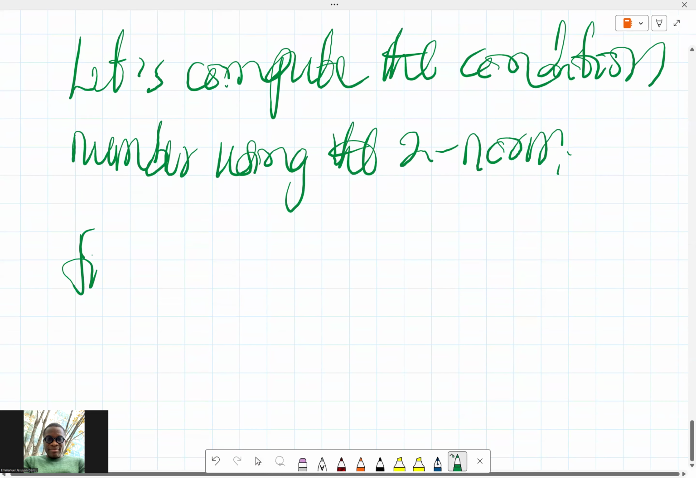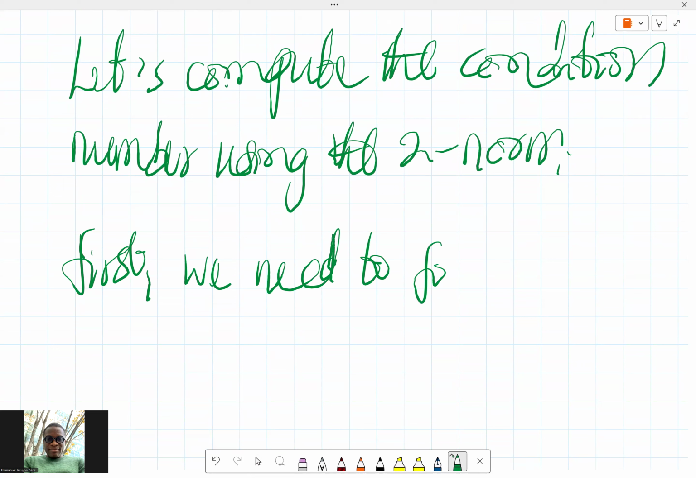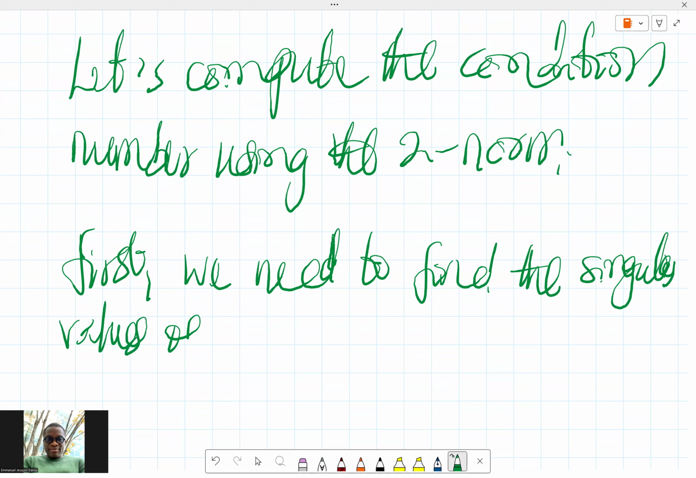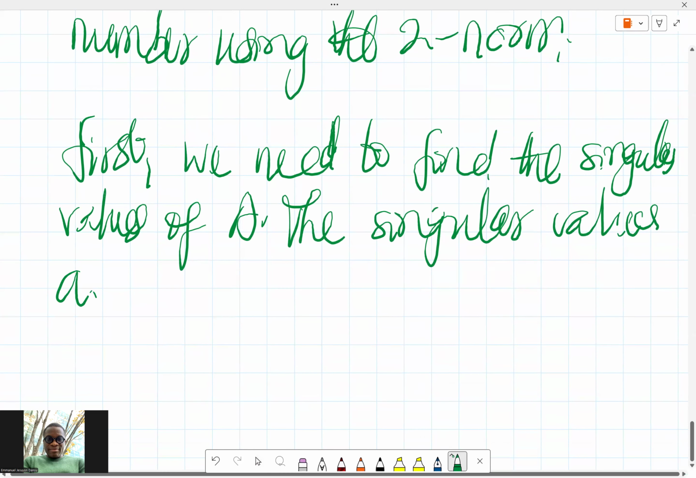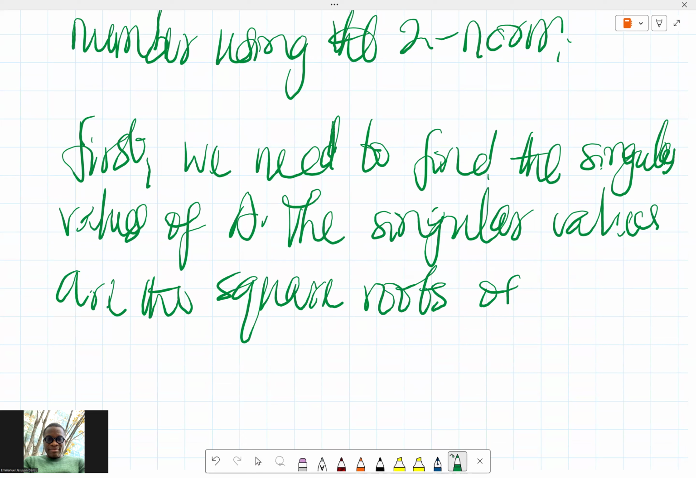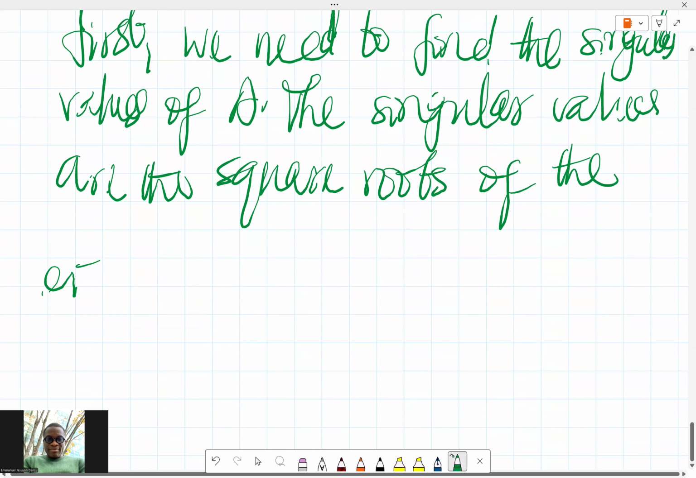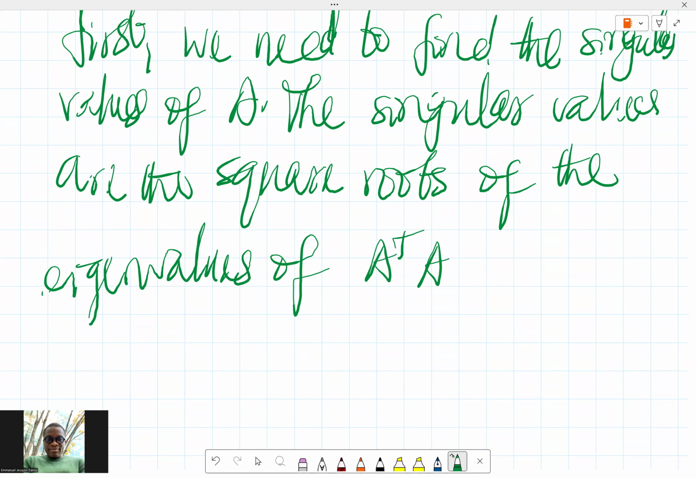First, we need to find the singular values of A. The singular values are the square roots of the eigenvalues of A transpose A, that is, the transpose of A multiplied by A itself.